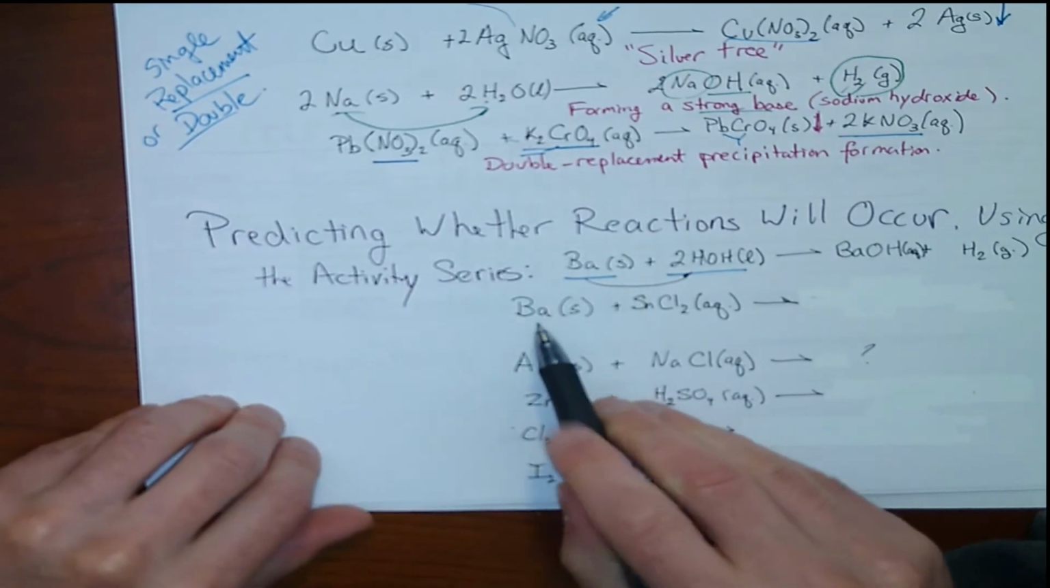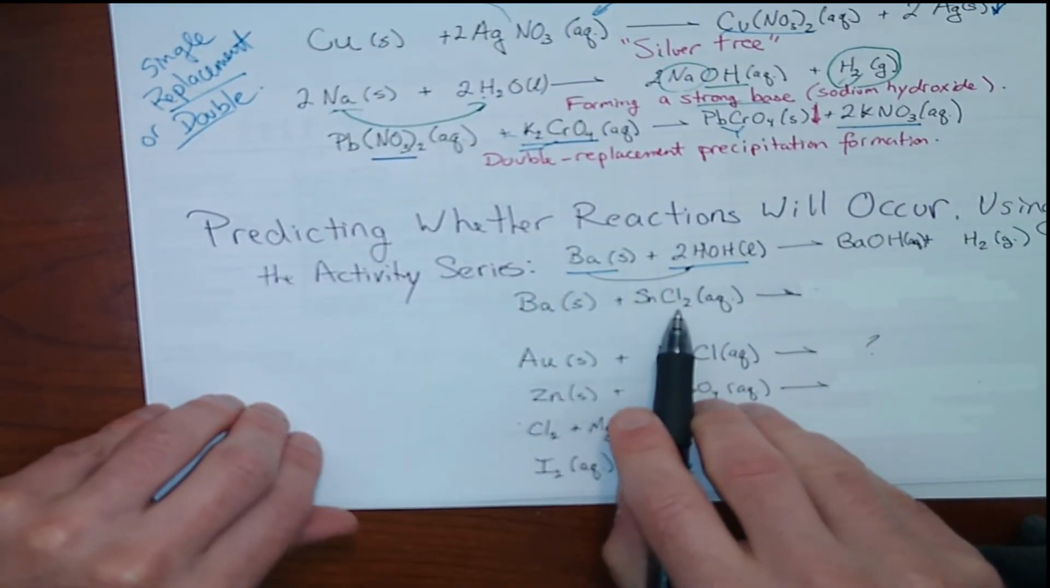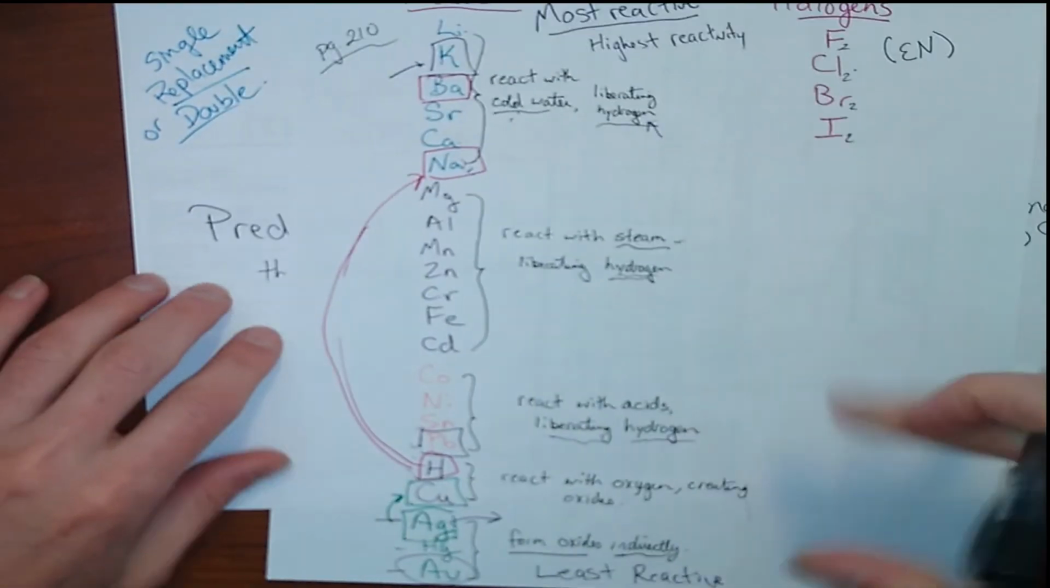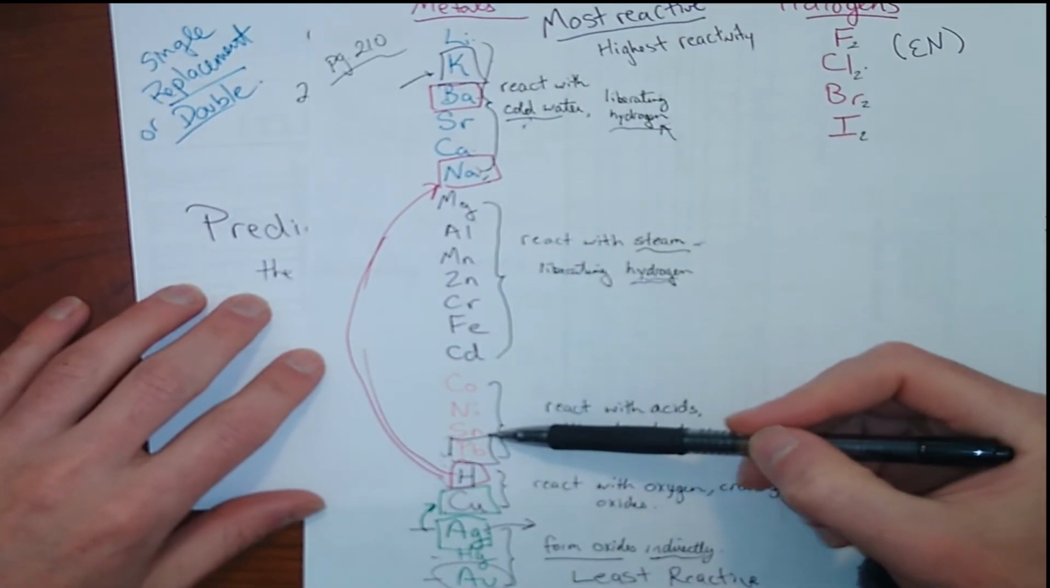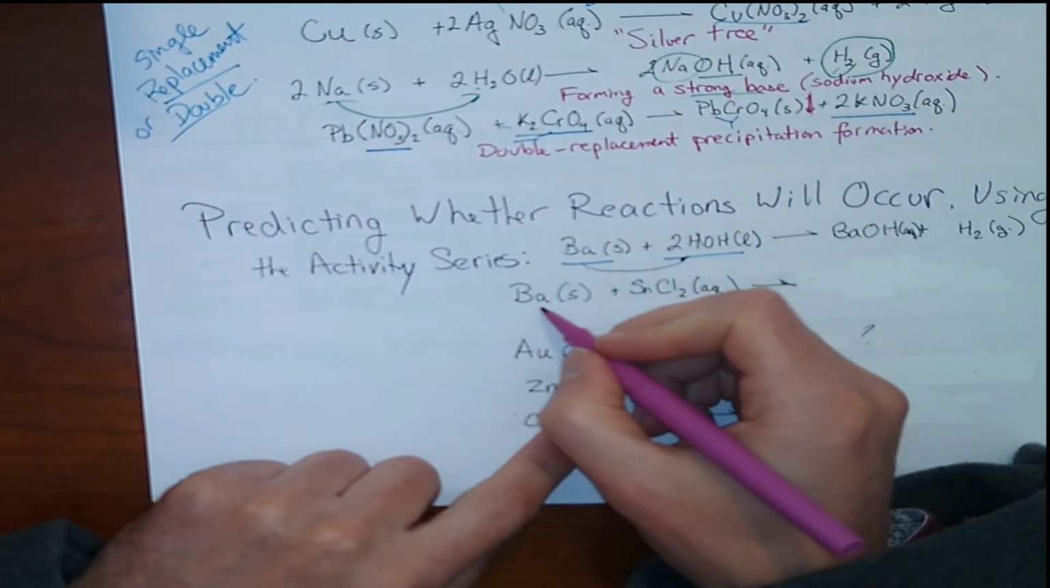Okay, another situation. If I combine barium with tin chloride, will anything happen? Well, again, I go to my activity series. Barium is highly active. Tin is not so highly active. So probably the barium is going to replace the tin here. And in fact, it will.